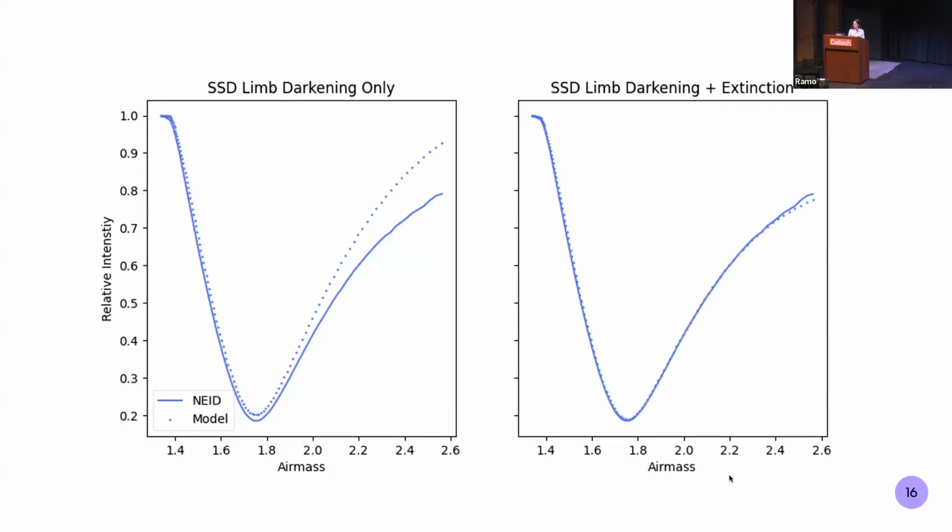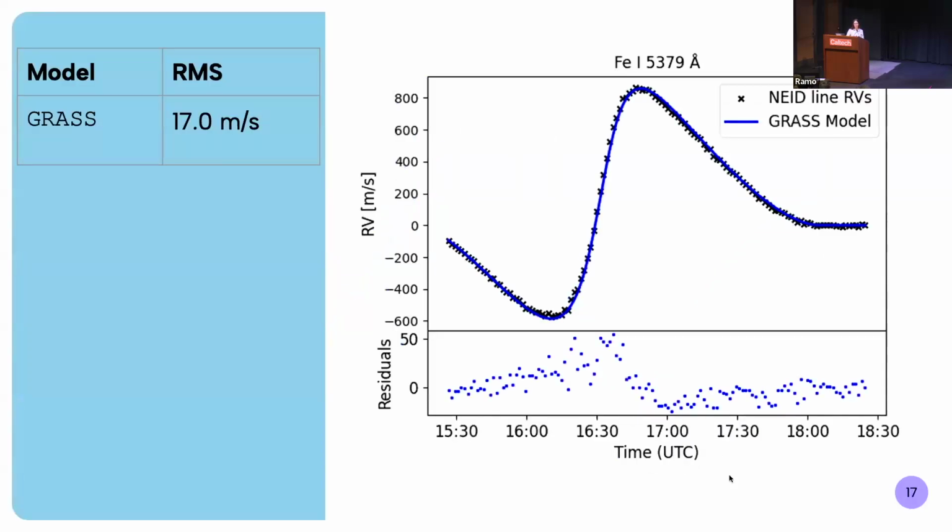So now we're ready to run GRASS. Here you have the initial results of our GRASS run, which has an RMS of around 17 meters per second, and our highest point in the residuals is around 50 meters per second, which is in agreement with the Reiners et al. 2016 paper. All of this is to say that GRASS is doing a pretty decent job at modeling the convective blueshifted granulation. Can this be pushed down further?